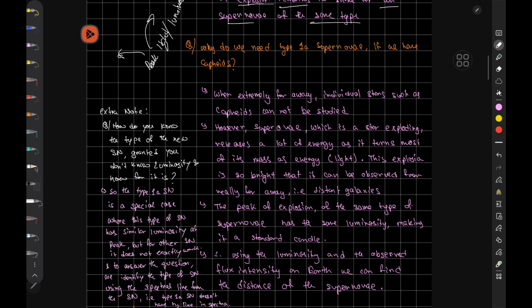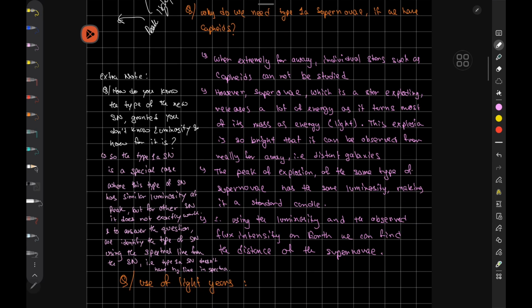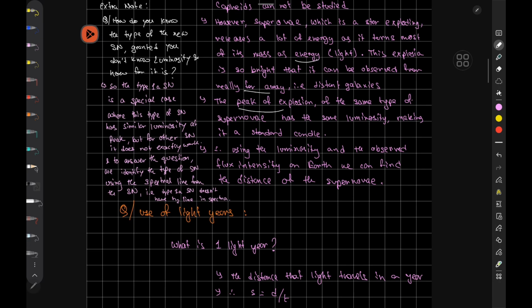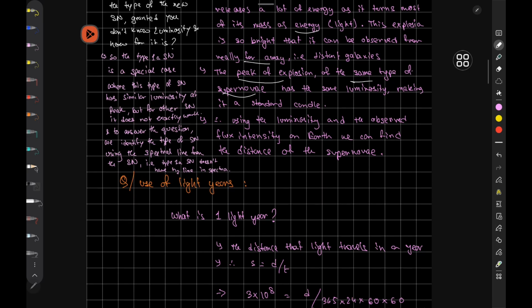When extremely far away, the individual stars such as Cepheids cannot be studied. However, a supernova, which is a star exploding, releases a lot of energy, and it turns most of its mass into energy. One form would be light. This explosion is so bright that it can be observed from really far away. That is, even if it is in distant galaxies, we can still make an observation. And when you have the peak of the explosion of the same type of supernova, specifically type 1 supernova, they tend to have the same or similar luminosity, making it a standard candle.